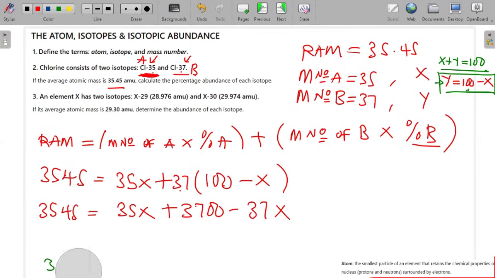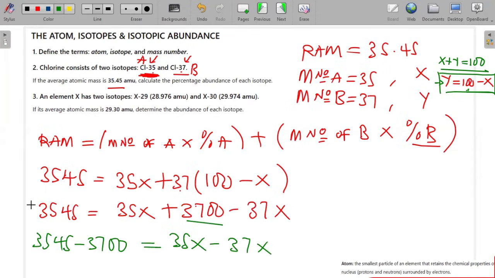It's going to work. So here we collect like terms together like we did before. So 35.45 minus this guy goes to the other side. So it's going to be 3700 is equal to 35x minus 37x. So here on my left-hand side, what am I going to get? I have 35.45 minus 3700. So I get minus 155 is equal to, then here I'm going to get minus 2x. So what I have is minus 2x is equal to minus 155.